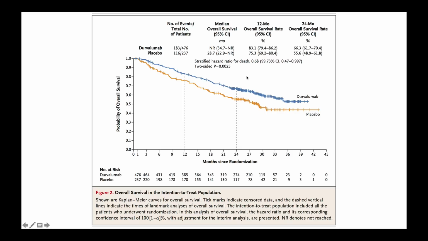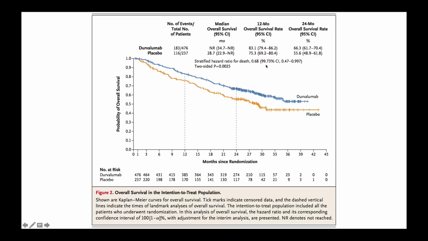is placebo. And so they looked at the hazard ratio for death in the monoclonal antibody group versus the placebo group. And it shows you here that in the durvalumab group, they had a 68% proportional risk of death compared to placebo. Put another way, they had a 32% reduction in death compared to the placebo group.